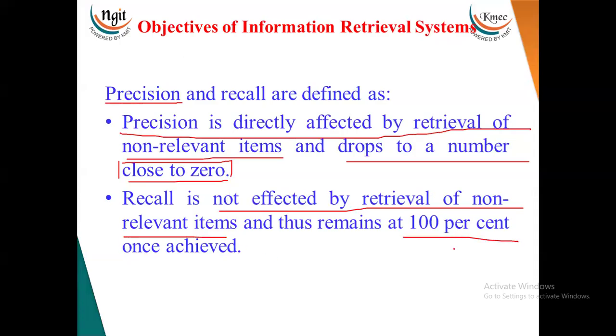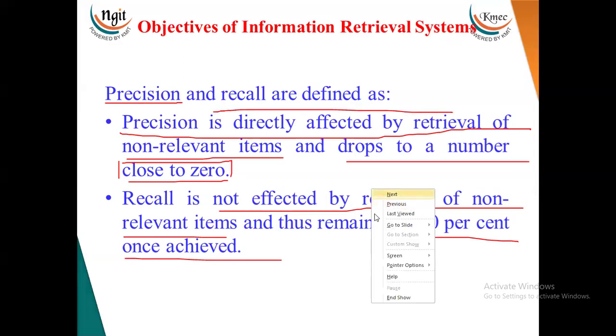If you have 100% recall, it is also not a problem. Once again, precision is directly affected by retrieval of non-relevant items, so it has to be always low, close to zero. But recall is not affected by retrieval of irrelevant or non-relevant items, so it may be high. These are the two terminologies you have to remember: precision and recall.